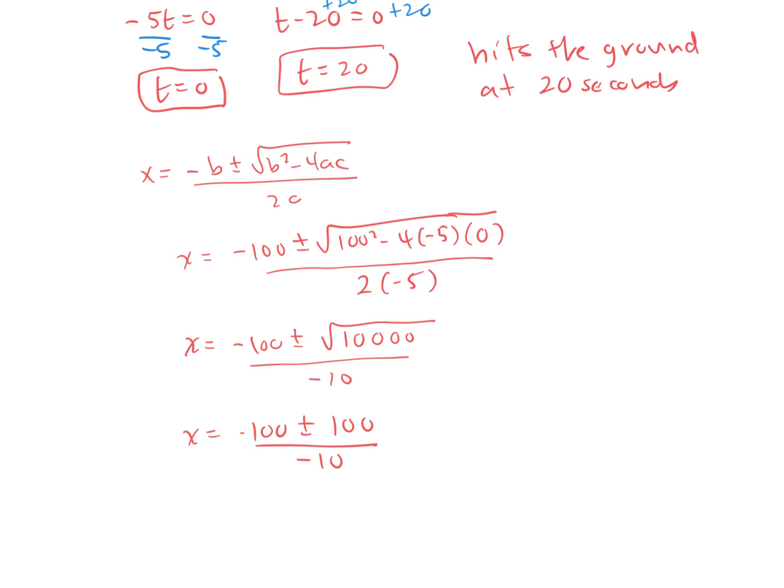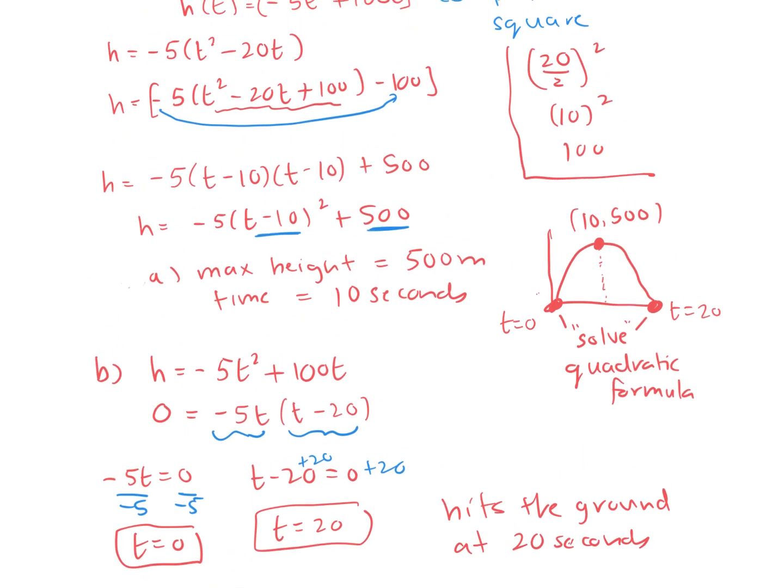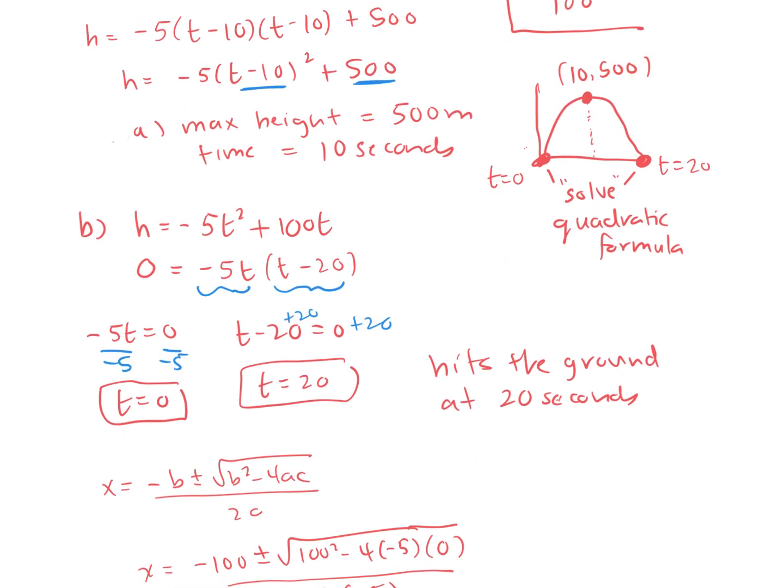So my two answers are -100 plus 100 divided by -10. Well, that's going to equal 0. And then we've got -100 minus 100 divided by -10. So that's -200 divided by -10, which is 20. So you'll see that we get the same answer if we use the quadratic formula. Okay, so just keep in mind, if you see maximum height, you're completing the square to find the top. If you're trying to find when it hits the ground, you are solving, which means you're either factoring or using the quadratic formula.